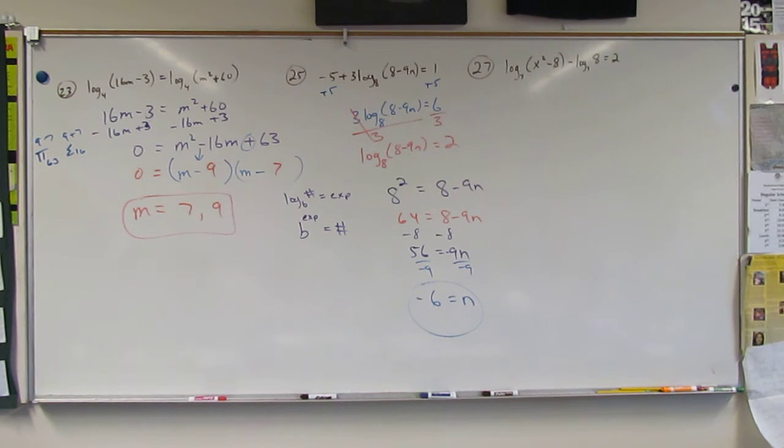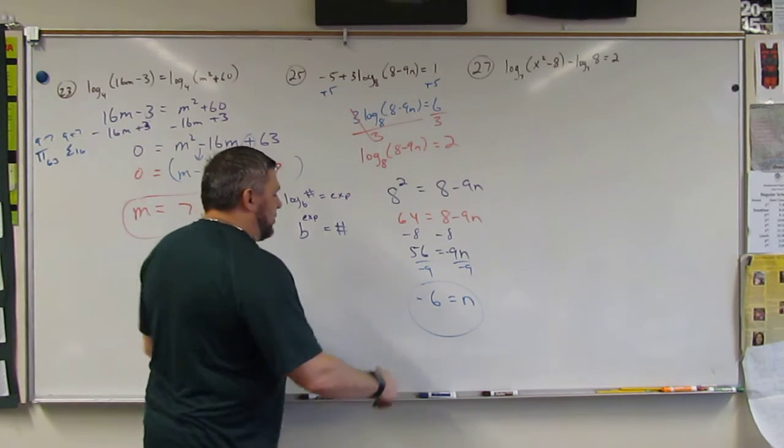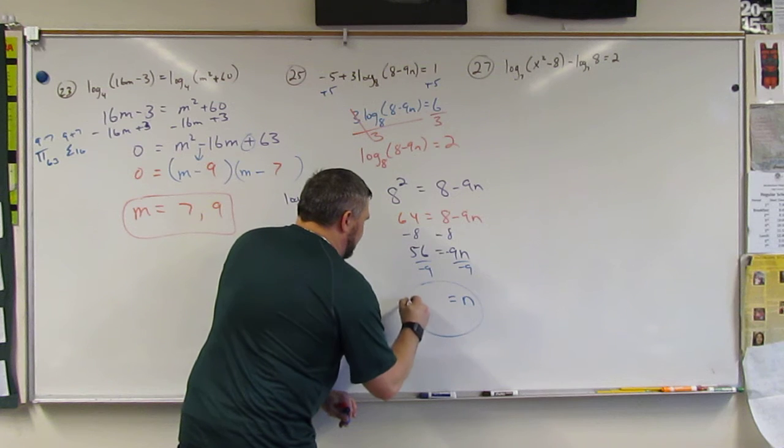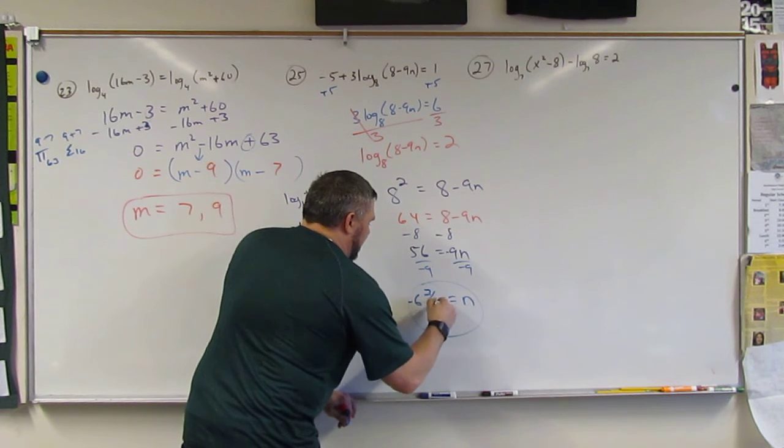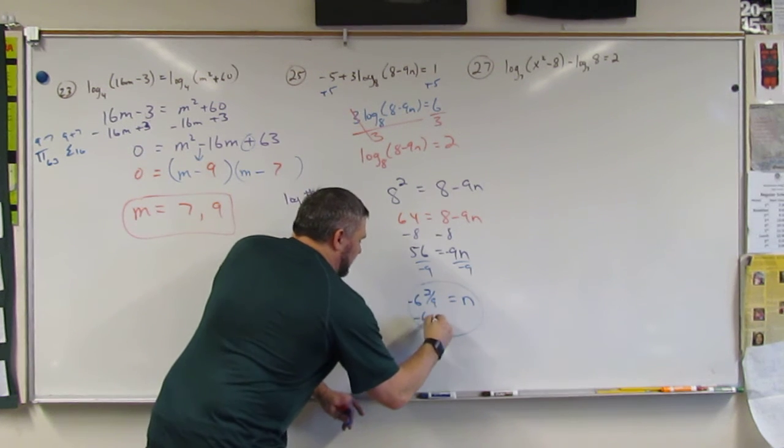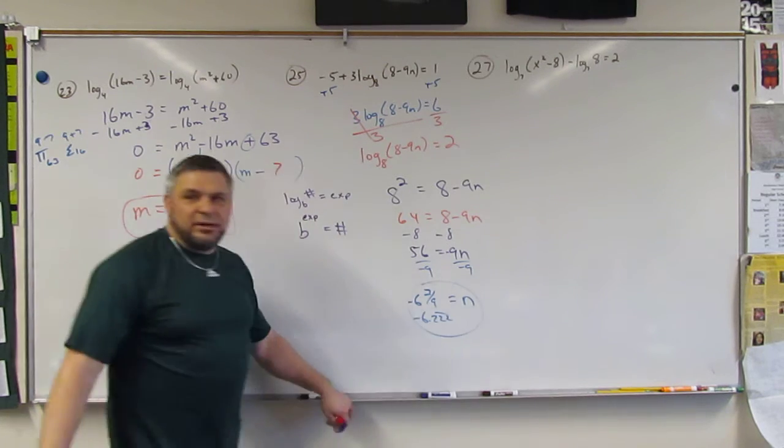Negative 56 and 9. Wait, 56 can't be divided evenly by 9. It's 54 with 2 left over, right? So it's 2 ninths. Negative 6 and 2 left over the 9, which means negative 6.222 repeating, right? Yeah. Alright.